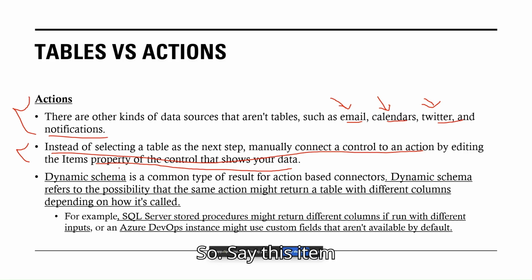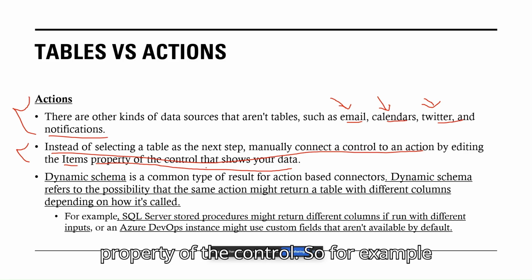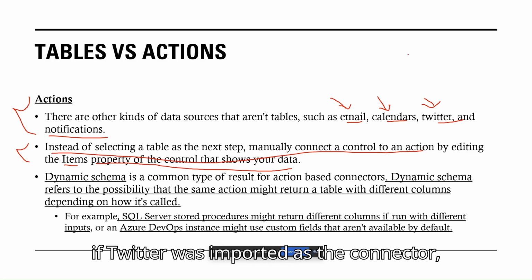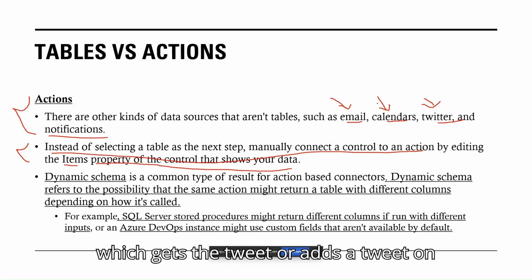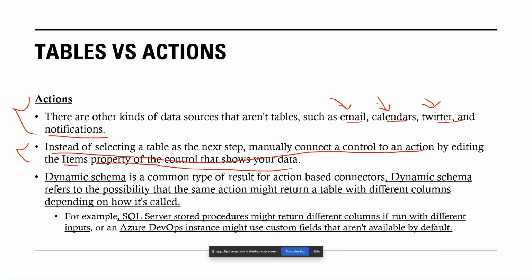So it says item property of the control. For example, if Twitter was imported as the connector, there might be a property called add tweet or get tweet, which gets the tweet or adds a tweet on your behalf.